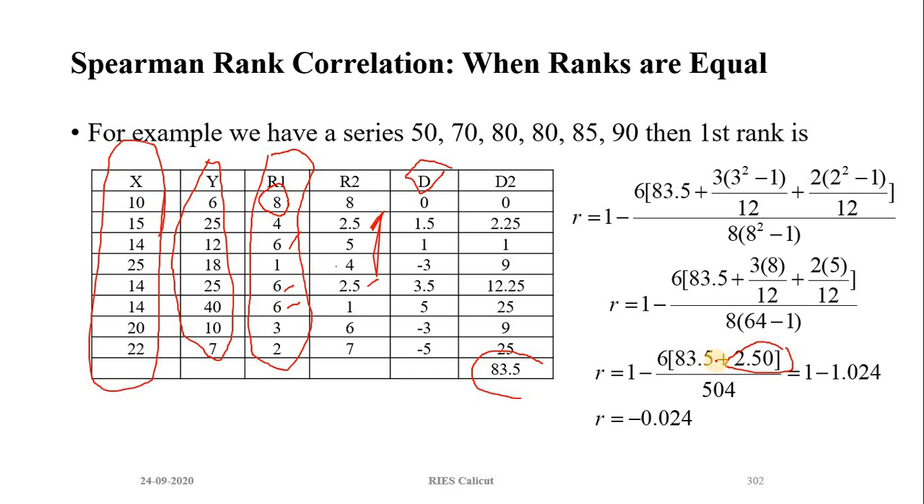So 83.5 plus 2.50 is 86, into 6 divided by 504, equal to 1 minus 0.024. So we have got minus 0.024. What does it mean? The relation between x and y is negative, and it is very low. So this is the way we can find the rank correlation when there are equal or repeated ranks.